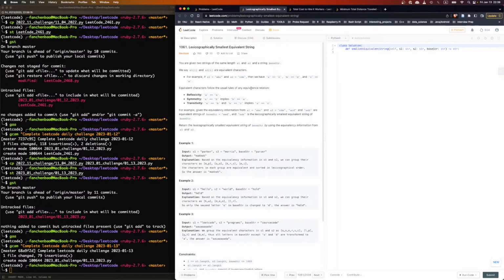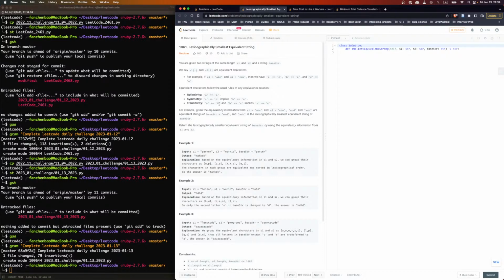Alright, anyway, this is what we have today. Lexicographically smallest equivalent string. You're given two strings of the same length and a base string. We say S1[i] and S2[i] are equivalent characters. For example, A equal to C, B equal to D, and C equal to E. Equivalent characters follow the usual rules of any equivalence relationship: reflexivity, symmetry, transitivity. Okay?